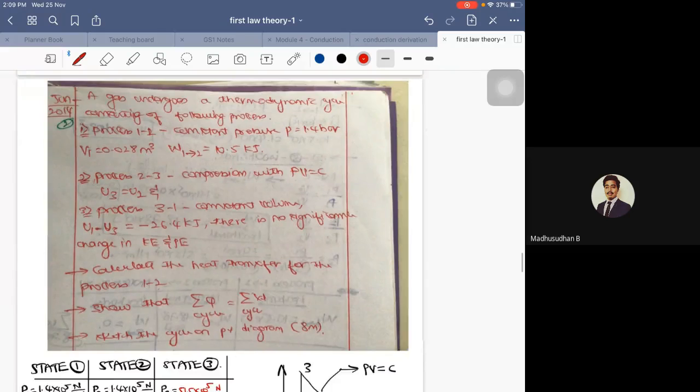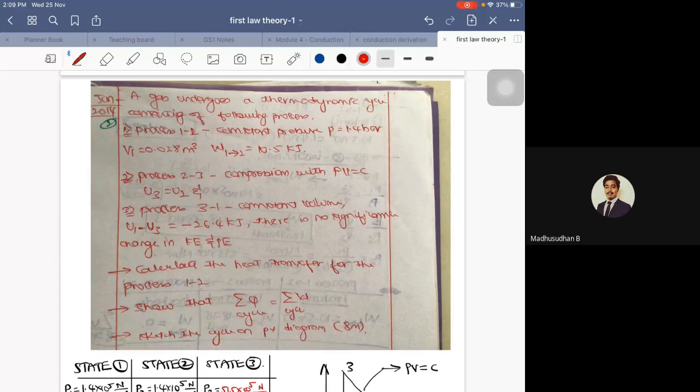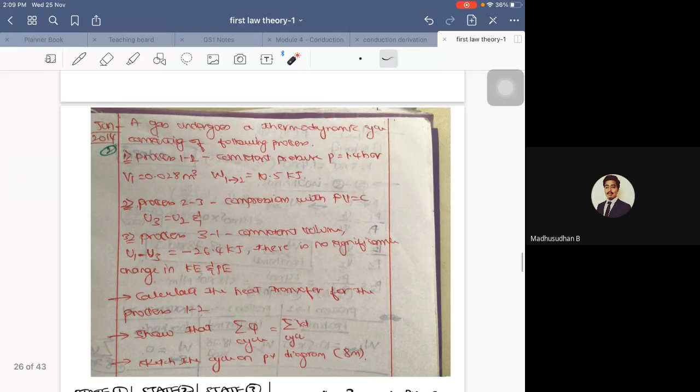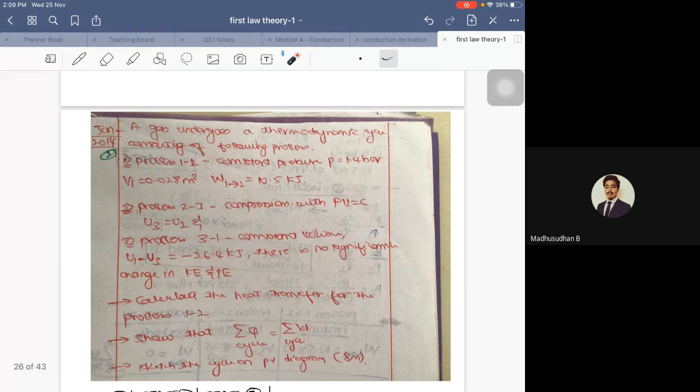Okay, this is the problem given. Now, the gas undergoes a thermodynamic cycle consisting of the following processes. So he has given three processes to us, and he is asking us to calculate the rest of the things. Let us see what those three processes are: number one, number two, number three. Aditya, can you just read process 1 to 2? Constant pressure, P is equal to 1.4 bar.